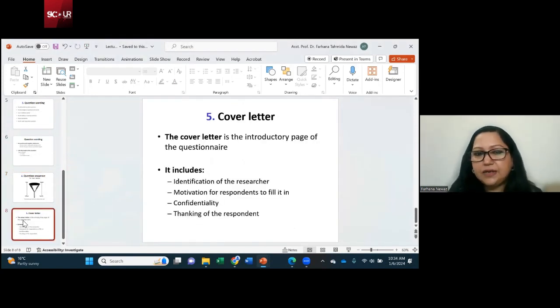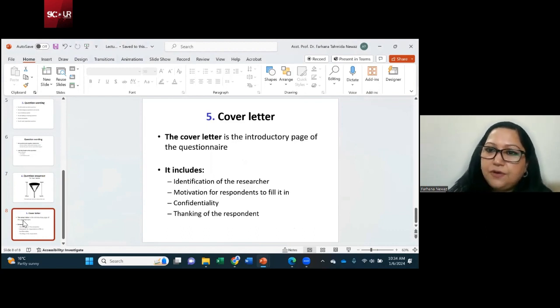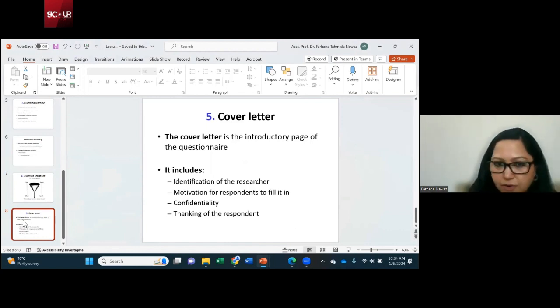That one is the cover letter. The cover letter is very, very important for you. It's not only the questionnaire that you prepare, but also who you are and why you are asking people to participate in the survey. So you need to give some basic information to your respondent first. So the cover letter is a must. It is the introductory page of your questionnaire.